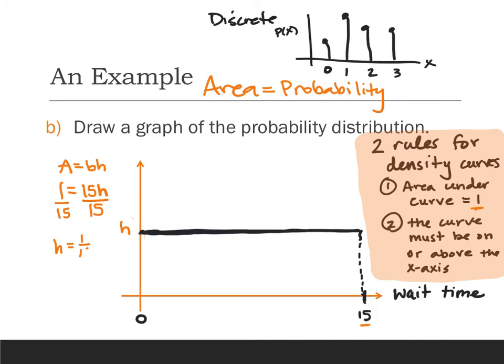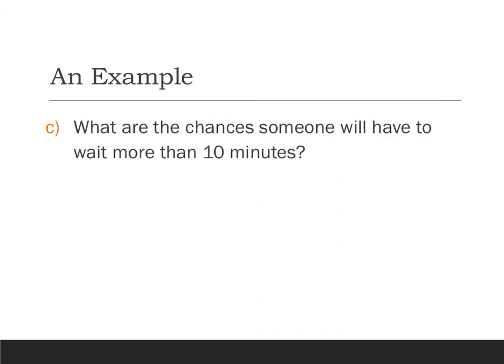So h equals 1/15. So now I have a graph. Instead of that h being there, I'm going to put 1/15. So I now have this rectangle that is 15 by 1/15. So my area is 1.